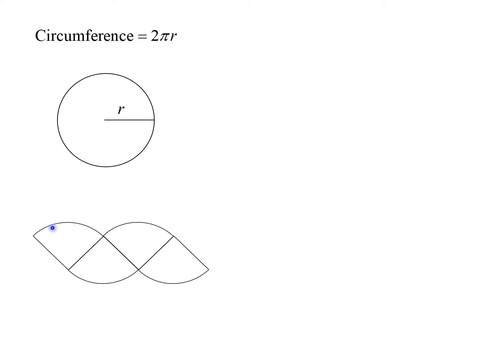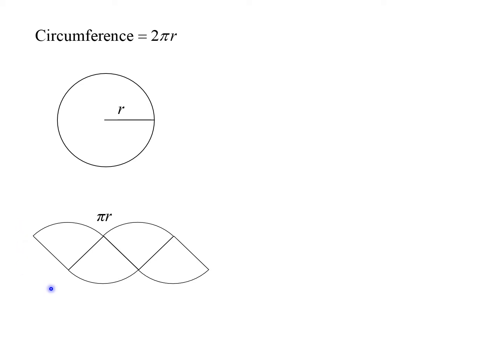Like if you were a little ant and you were walking along that part right there, just the top 2 hills, what is that measurement? Well, isn't that halfway around the circle? So that would be half of the circumference. These 2 hills, that distance put together, is half the circumference. So we know the circumference is 2 pi r. Half of that circumference is pi r.